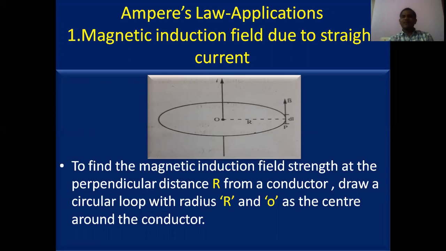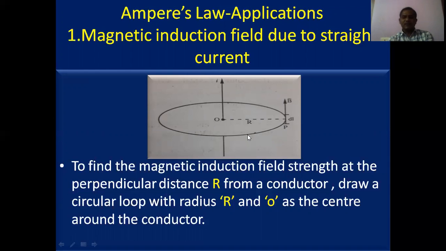The first one, magnetic induction field strength due to the straight current. That is simply whatever we discussed in the previous one. I have taken the same case. Here the current is flowing through this straight conductor in the upward direction. Now, to find the magnetic induction field strength at the perpendicular distance r, you draw a circular loop with radius capital R and O as the center.